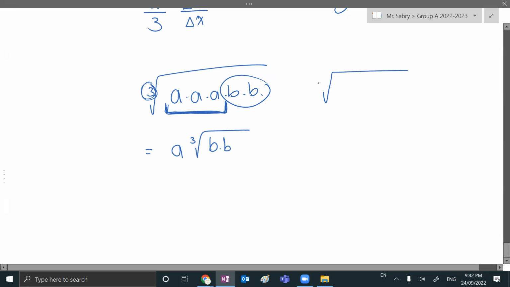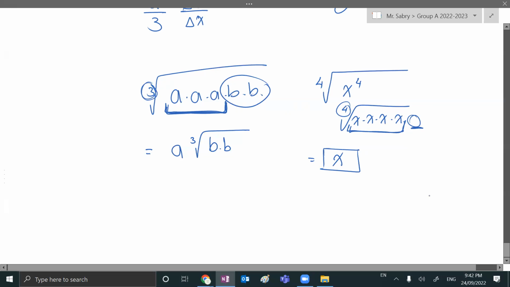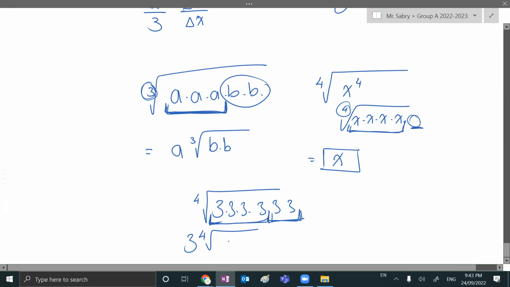So, for example, the 4th root removes x power 4 and leaves it as x. Why? Because x power 4 means x times x times x times x. We said that the 4th root removes 4 of them and leaves only one x outside the root, because there is nothing remaining inside the root, so the answer becomes just x and that's it. So when I have something like the 4th root of 3 times 3 times 3 times 3 times 3 times 3, 4 of these will be removed and one 3 goes outside, and what remains inside is 2 of these 3s times each other under the 4th root.